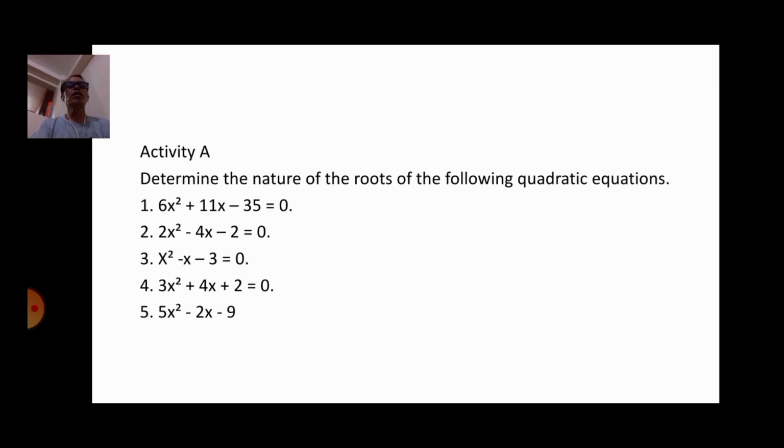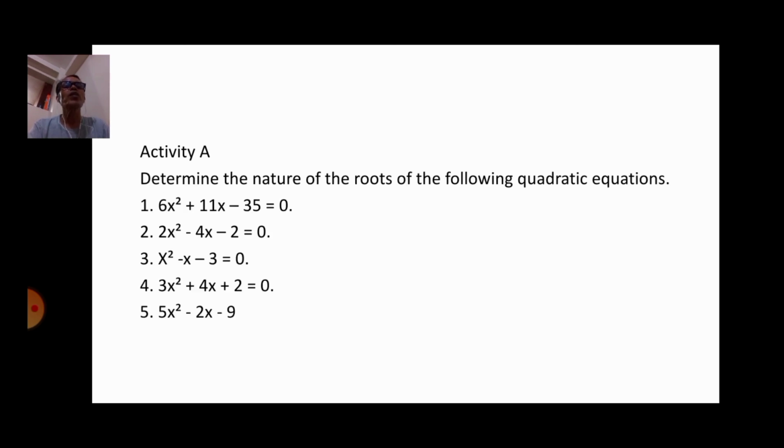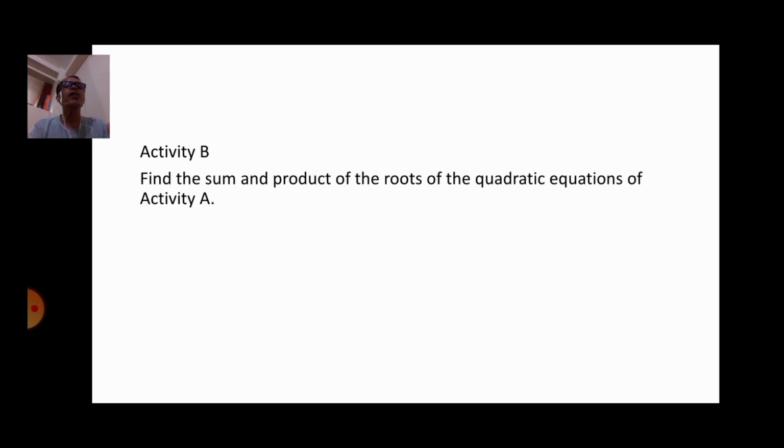Okay, so that is all for today. So please answer the following activity. Activity 1, 1 to 5, you are going to determine the nature of the roots of the following quadratic equations. And for activity 2, you are going to use activity 1 in finding the sum and product of the roots of the given quadratic equations.